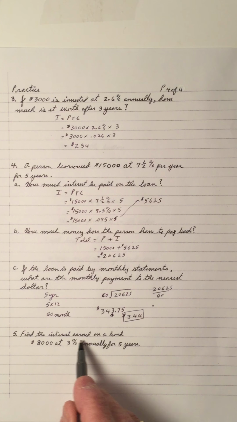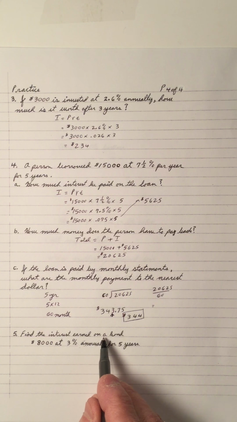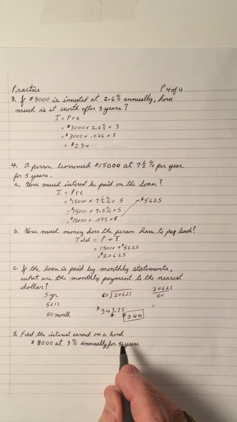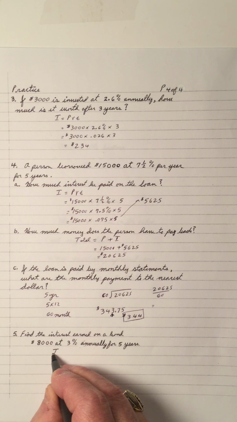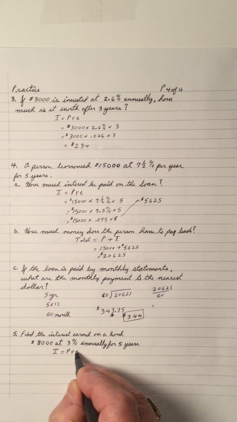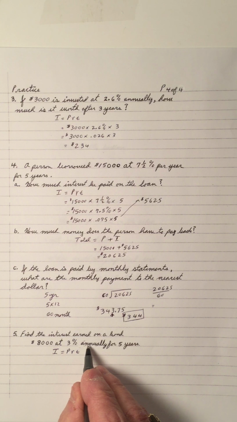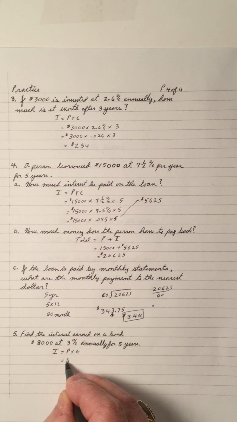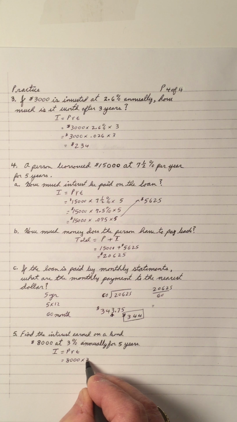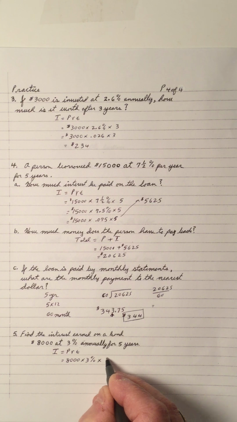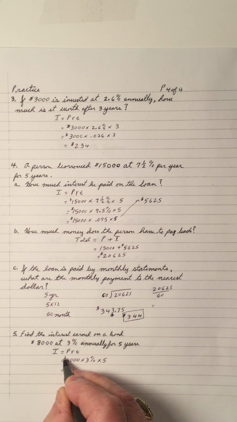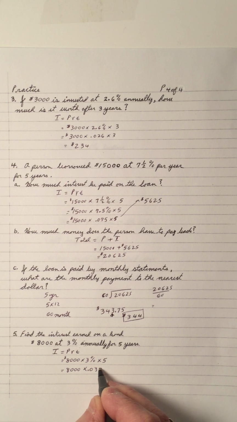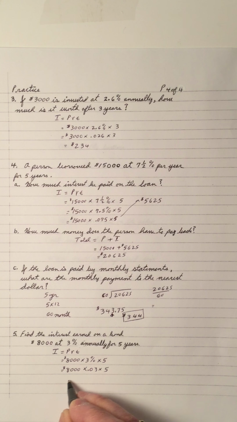And find the interest earned on a bond. So this time we're just finding the interest. We're not adding up principal and interest and dividing it to do monthly payments. We're just going to find a straight interest. So $8,000 borrowed at 3% annually for 5 years, straight interest. So we get $8,000 times 0.03 times 5.